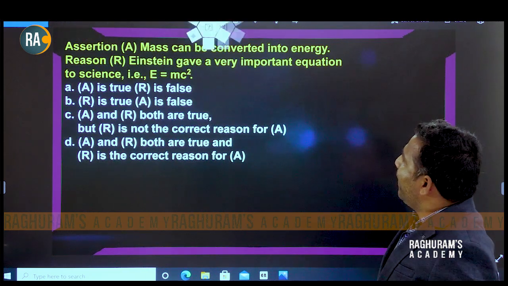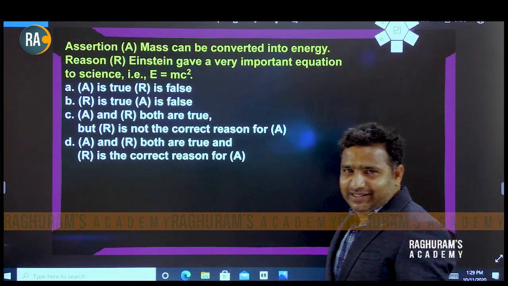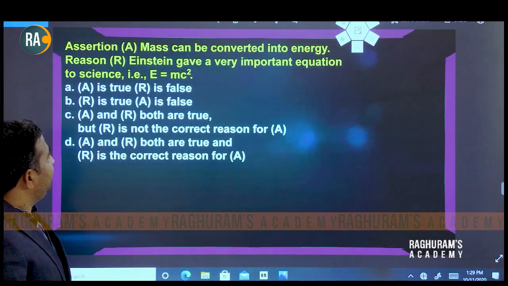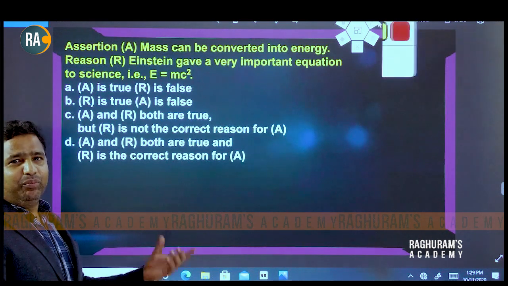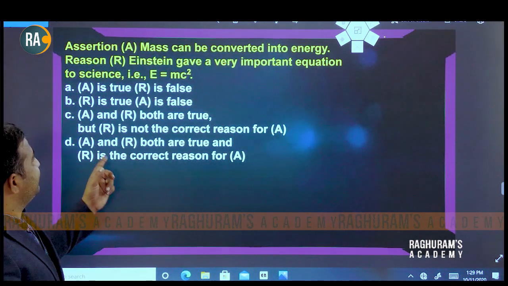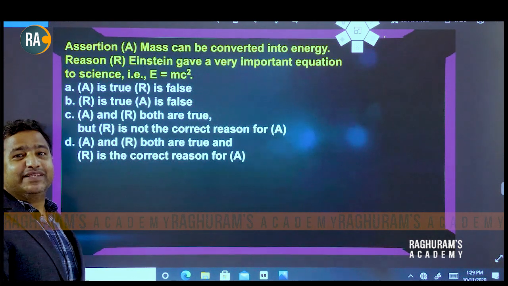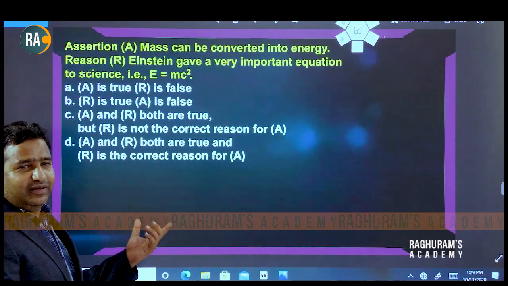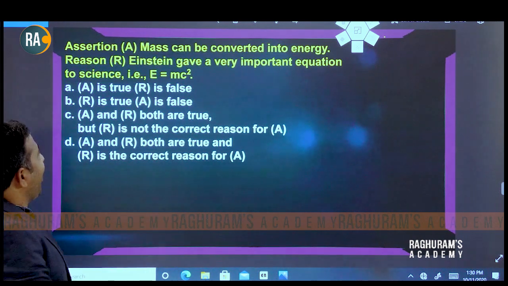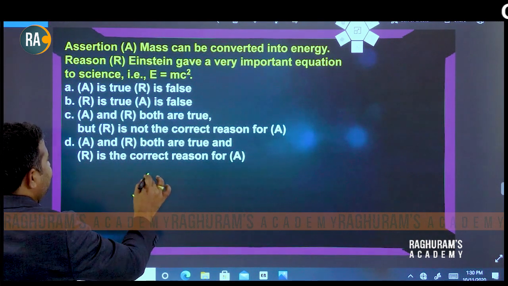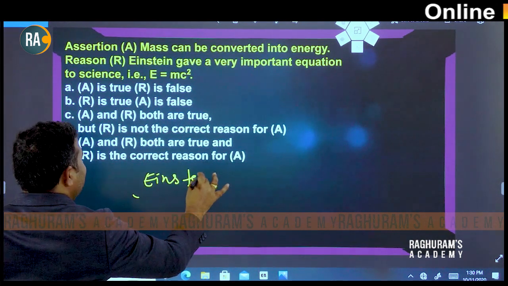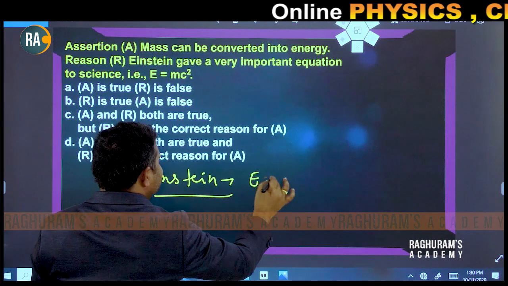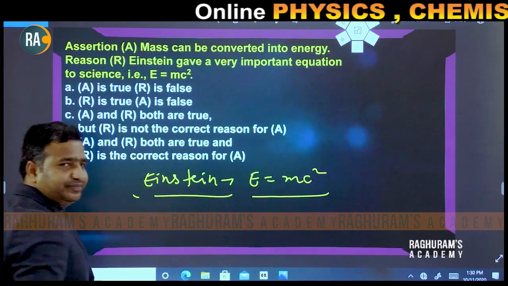Assertion: mass can be converted into energy. Reason: Einstein gave a very important equation to science, that is E is equal to mc square. So both are true. How? I am explaining here. According to Einstein, the equation is E is equal to mc square.